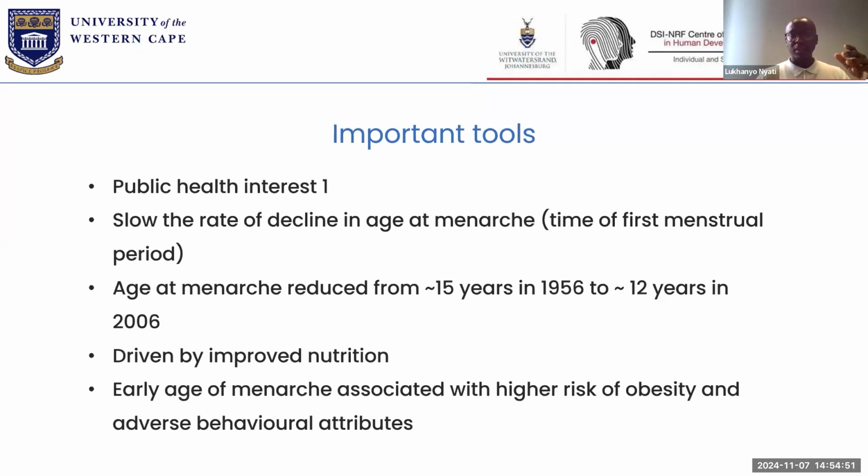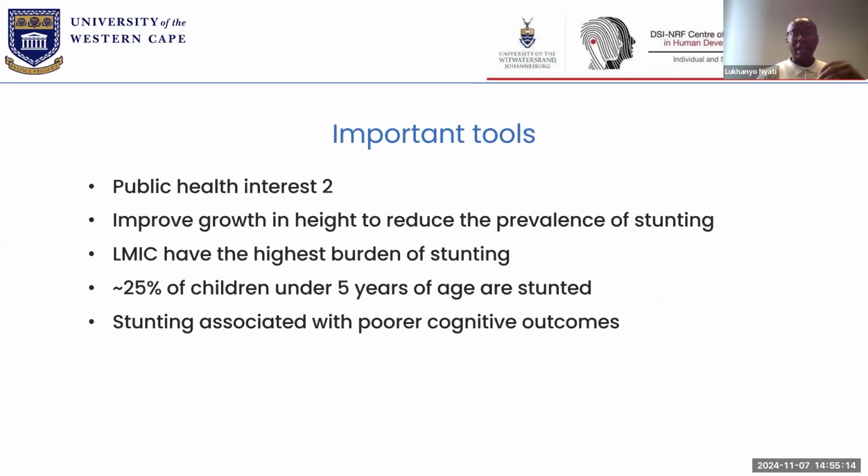And the reason why this is important is because early age at menarche or early puberty is associated with adverse health conditions, such as higher risk of obesity, as well as adverse behavioral attributes, such as early onset of sexual activity, for example. The other public health interest that is aligned to this paper, if you look at the title, is this concept of early childhood growth.